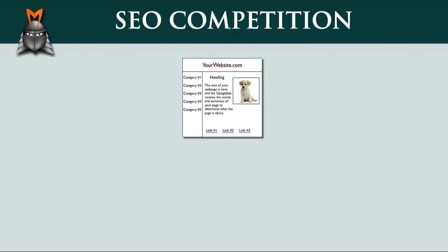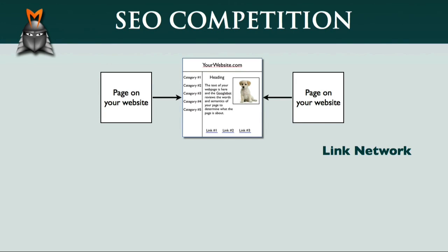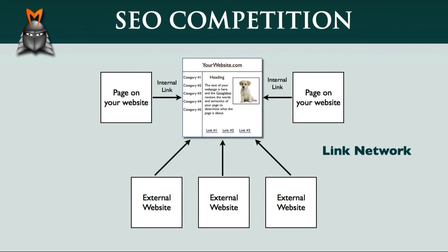Every page on the internet has a link network, which is made up of the pages that link or point to that page. These links can come from other pages on your own website, which are called internal links, and from other websites that link to you, which are called external links. Together, these links form a link network that is unique to each page.